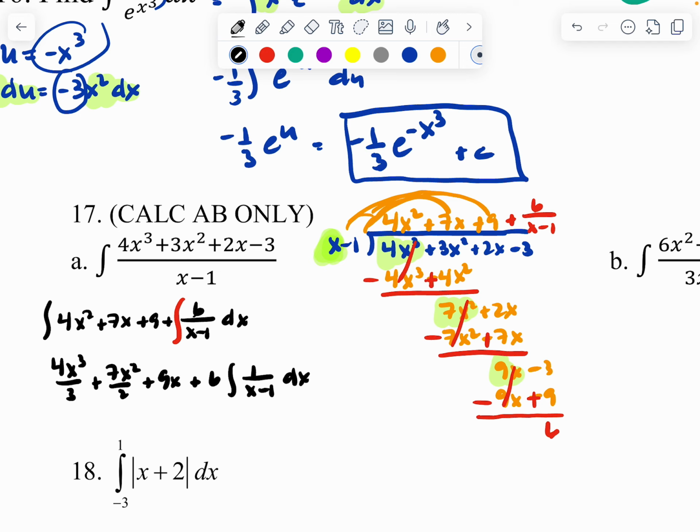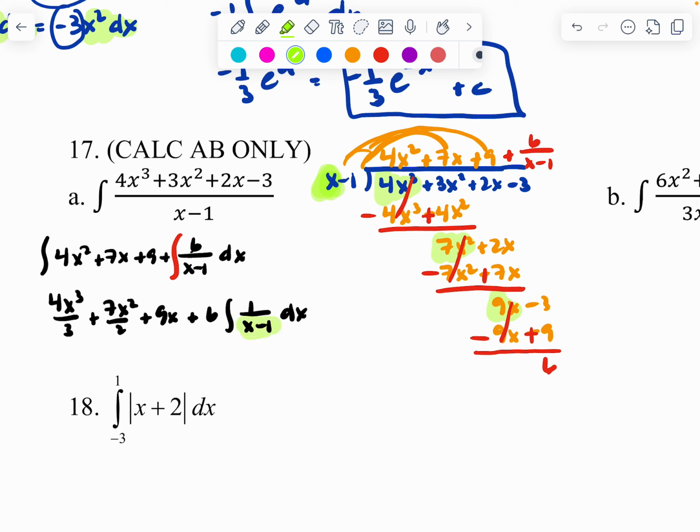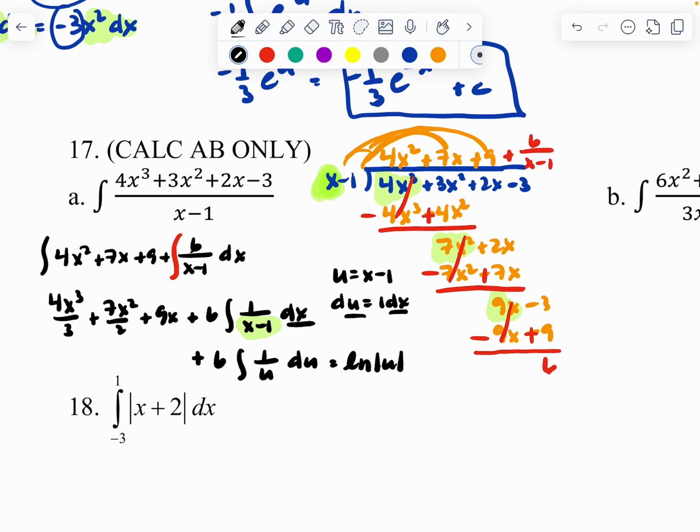And sadly, that last part, you guys, is a u sub. I'm going to make this my u. So let's do that on the side. So the u is going to be the x minus 1. The du is going to be 1 dx. So when I do this, I'm going to get plus 6 integral of 1 over u. The dx becomes the du. And that left over is a 1. That doesn't really do anything. And you guys, we know that the integral of 1 over u is the ln of the absolute value of u. And then plugging in the x, this is going to be the ln of absolute value of x minus 1. Okay, so what is the final answer for 17a?